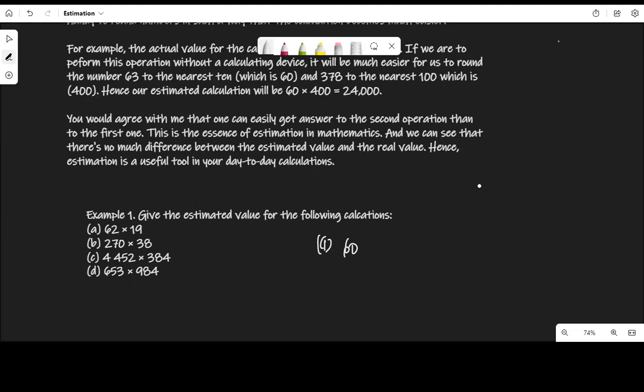Remember from our previous class, any digit from 0 to 4 rounds to 0, and from 5 to 9 rounds to 1. So rounding 62 to the nearest 10, 2 rounds to 0. So 62 to the nearest 10 is 60. Then 19 to the nearest 10: 9 rounds to 1, and 1 plus 1 is 2. So 19 to the nearest 10 is 20.